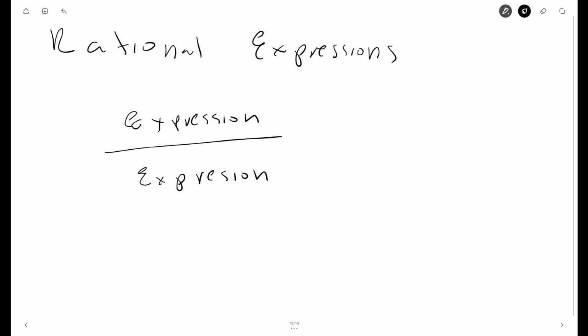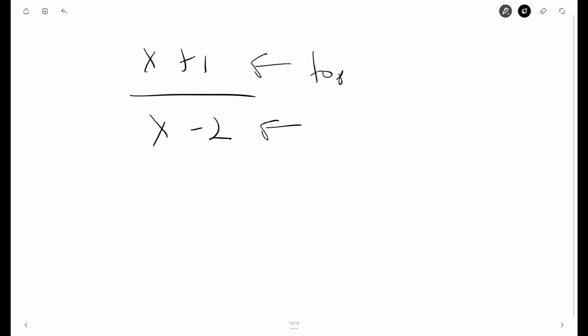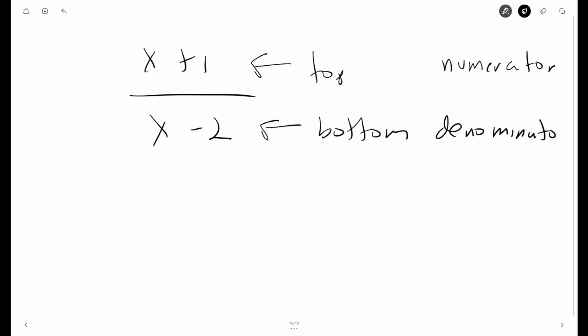Okay, so let's go to the next page. So you have something like x plus 1 over x minus 2. So you see here this is the top expression and the bottom expression, top and bottom. So the numerator on top and the denominator on the bottom.